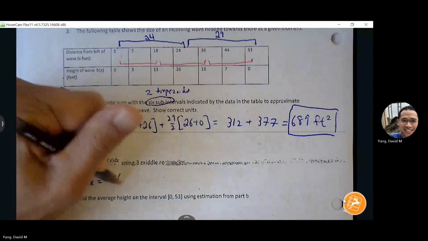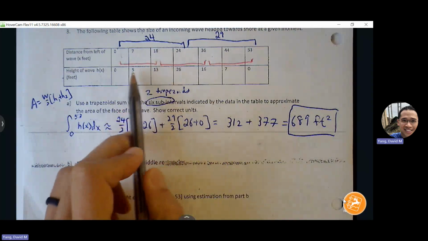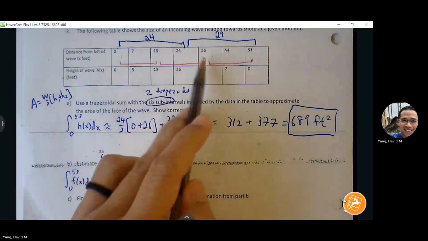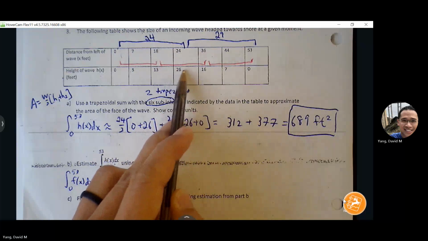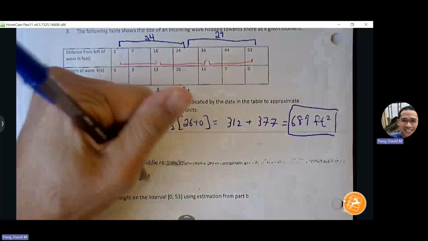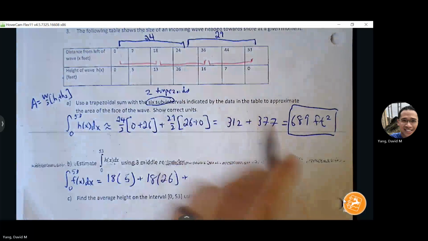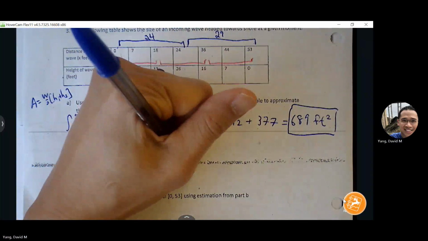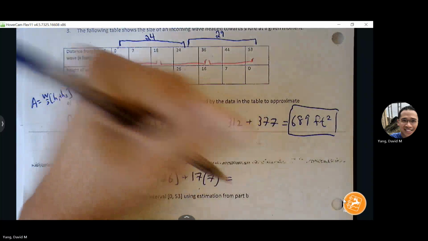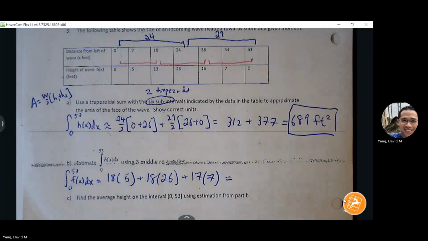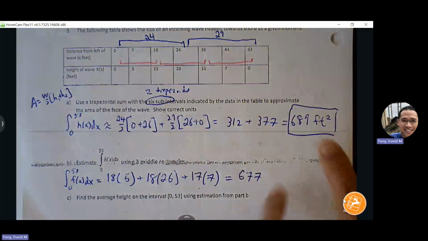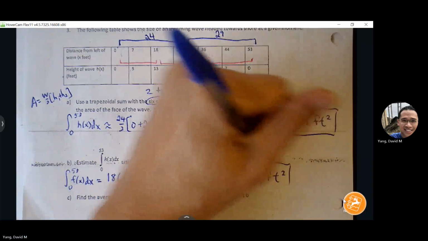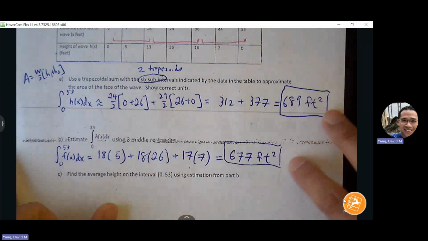Okay, width of 18, because 18 minus 0 is 18. And then the height is 5. 36 minus 18 is 18. A width of 18, height is 26. And here, width of 17, height of 7. Okay, we're essentially approximating the same region, so it should be in the general ballpark in terms of the values.